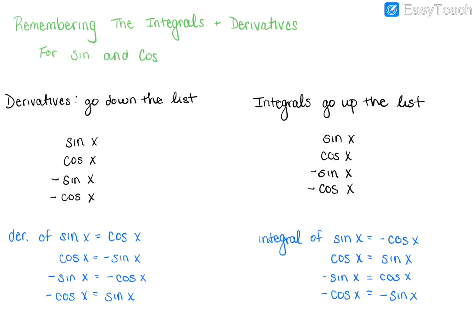Lastly, if you get stuck on how to remember what the integral or derivative of sine and cos are, you can use this shortcut. So essentially you go either down the list or up the list until you can't anymore. So for example, when you're taking the derivative of sine, if you go down 1 on the list, the derivative of sine is cos. However, since there's nothing below negative cos x, you go up. So the derivative of negative cos x is sine x. And that same idea applies for integrals as well.